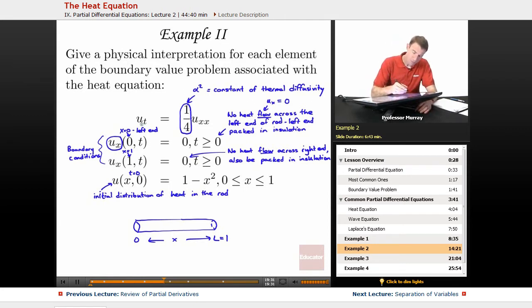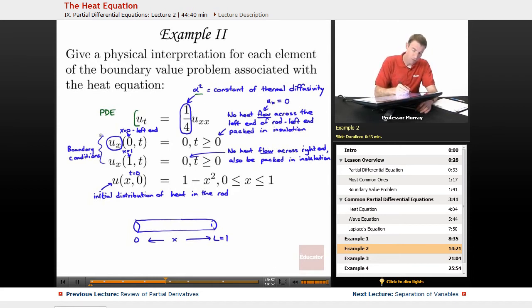So the beginning here, this was the PDE, and this is always the same except that the value of alpha squared might change. But it'll always be constant, and it's a constant reflecting the kind of material you have in your rod. Material that conducts heat more easily would have a higher value of alpha squared. Material that is less conductive of heat would have a lower value of alpha squared.